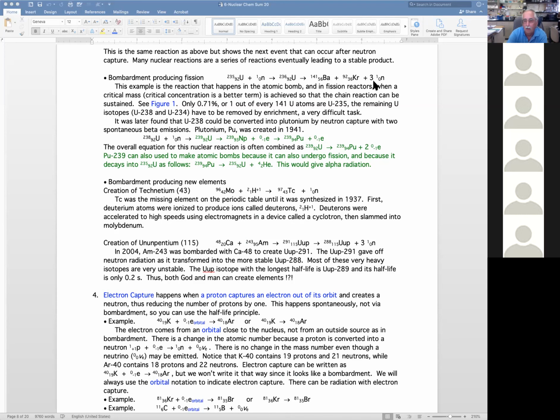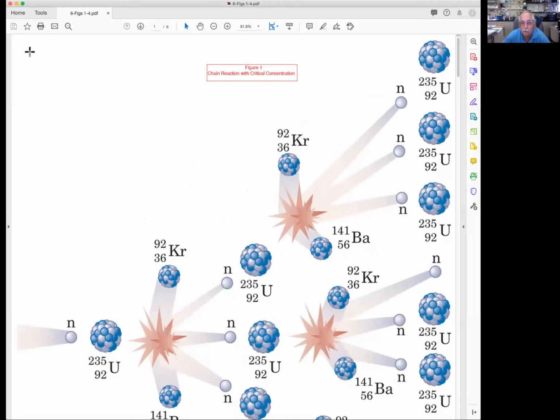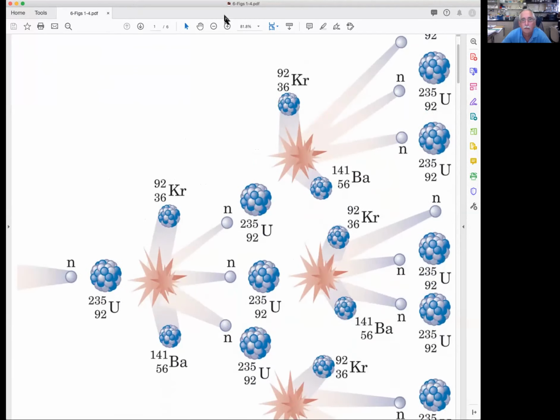So let me see, I need to find this figure here. It gets pretty tricky sharing screens now because I'm going to have to change. I don't know how much control I have over this while I'm doing this. Now, how can I do that?